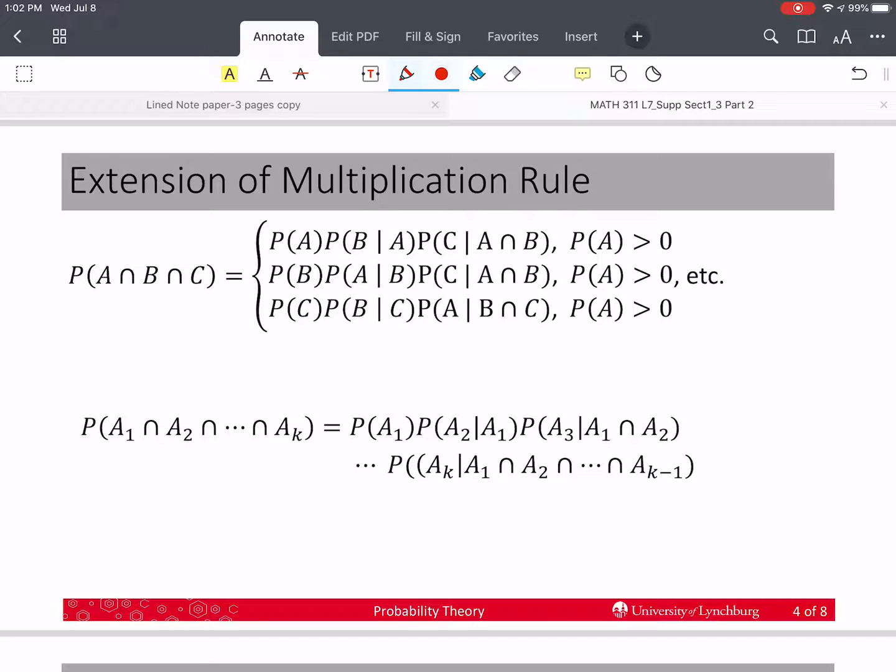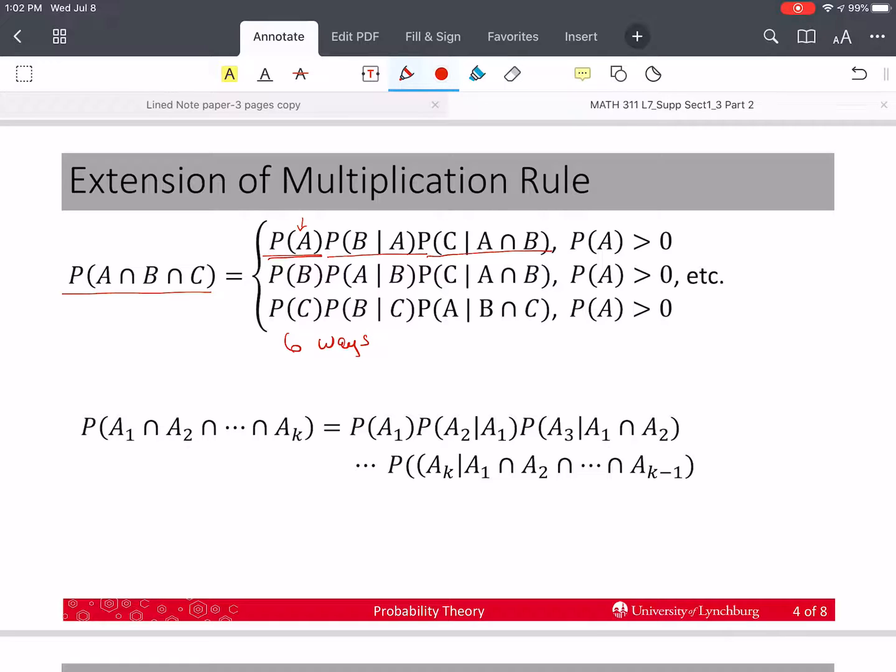There are actually 6 ways to write the product rule or multiplication rule for 3 events, because we have 3 factorial ways that we can arrange those where the order matters, and order does matter here. If we start out with the probability of A as the first one, and then B and then C, we have the probability of A times the probability of B given A that went before, and then the probability of C given the events that went before it, which are A and B.